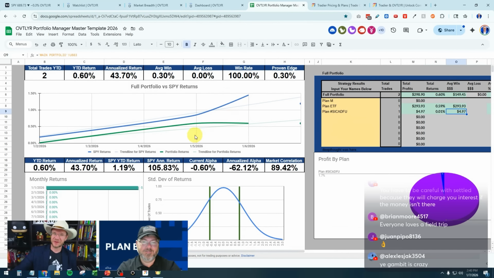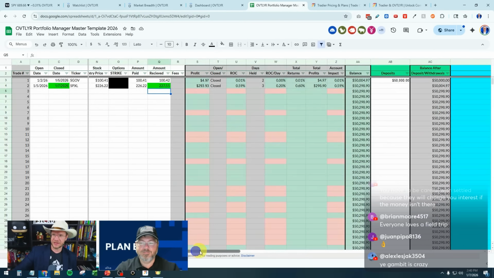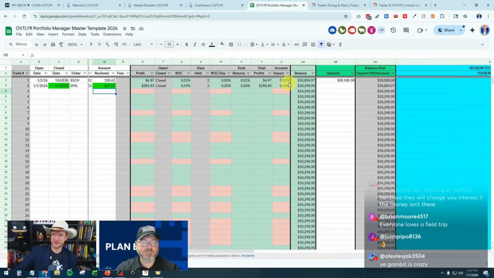That's how it's supposed to be, Joe, right? You have aggressive plans, you have defensive plans, and you don't commingle those. You just have a plan to trade with those. Let's see. Is there anything else that we need to do here? Because all this is automatic.